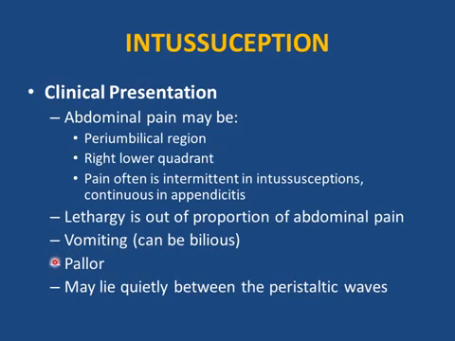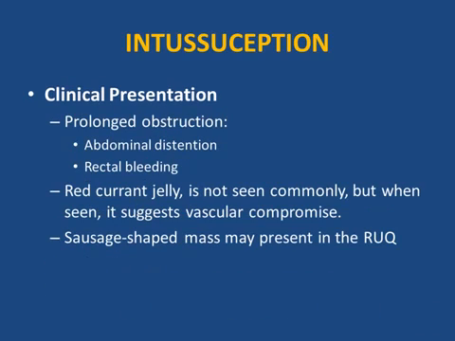Pallor, the patient looks pale and weak. They may lay quiet in between the peristaltic waves. Prolonged obstruction can cause abdominal distension and rectal bleeding. Red currant jelly is a classic late finding or late presentation in intussusception, and it suggests vascular compromise.